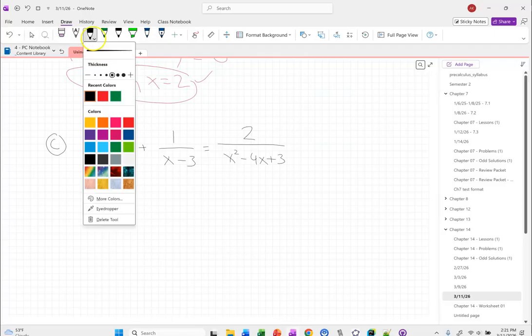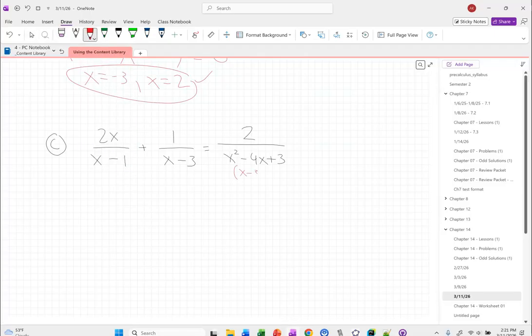Okay. I'm just going to write it down here. Now I need the least common multiple of x minus 1, x minus 3, and x minus 1 times x minus 3. What will that be? That's correct. So x minus 3 times x minus 1 is my least common multiple.